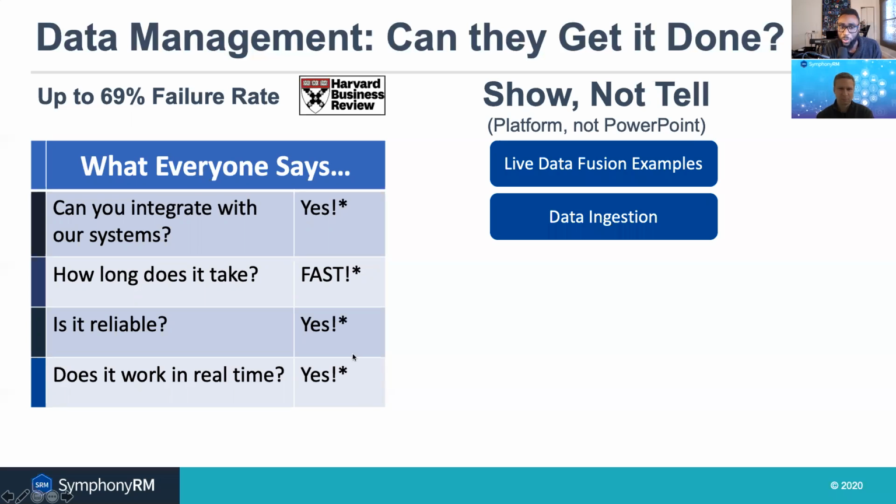Another example of show, not tell. Live data fusion examples, that's really close to that KPI example that I brought up earlier, which is to see if there's live online reporting that incorporates outreach and clinical elements at the same time. So it's important to hold them to that and get a live view of that.